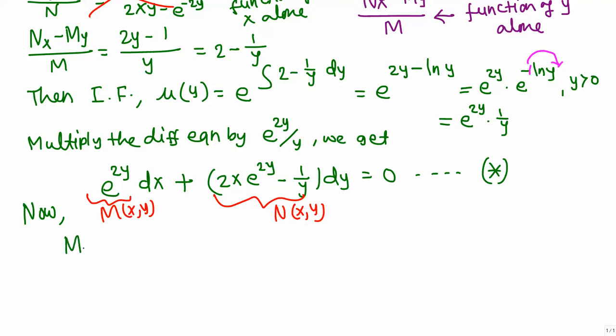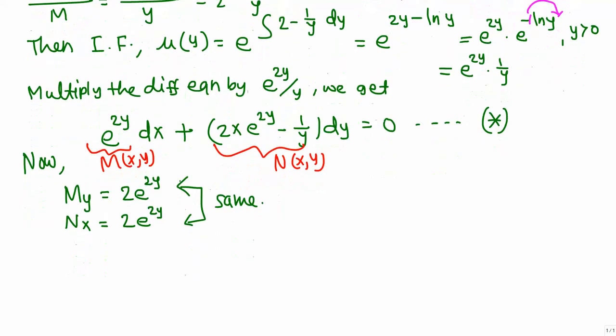Here M, the partial derivative of M with respect to y: this is a function of y, so this will be 2e^(2y). Let's find the partial derivative of N with respect to x. With respect to x, e raised to 2y behaves like a constant, so the derivative of x is 1, giving 2e^(2y), minus the derivative of 1 over y with respect to x, where y behaves like a constant, so 0. And they are the same. Okay, that should be the case. That's why e^(2y) over y is an integrating factor.